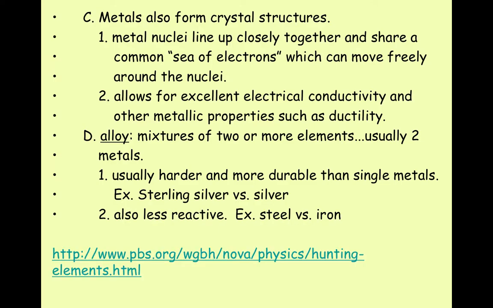Metals also form crystal structures, but here the metal nuclei line up closely together and they share a common sea of electrons. So in the previous example with the ionic compound, you have a cation and an anion, and the chlorine is going to take electrons from the sodium.